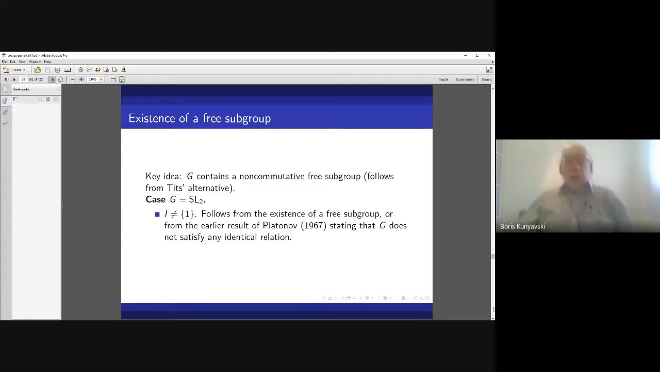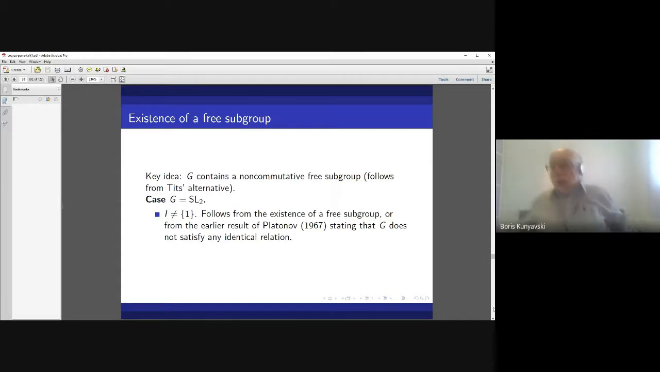And assume for a moment that the image equals 1. What does it mean? This means that whenever we substitute G1, G2, and so on, GD, the value of our word map is automatically 1. So this means that we have some relation which holds identically for all d-tuples of elements of our group. And this is not possible. This was proved by Platonov. Why does it follow? This follows from Tits' alternative, because if you have a free subgroup, no identical relations can hold.